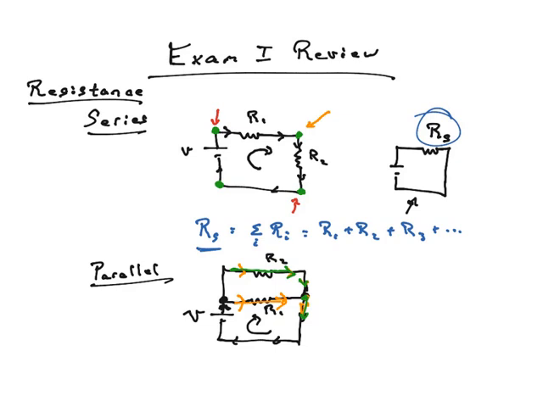So whatever current goes through one of the resistors, it doesn't have to, and indeed it does not, go through the other resistor. Because of this, these two resistors are connected in parallel.